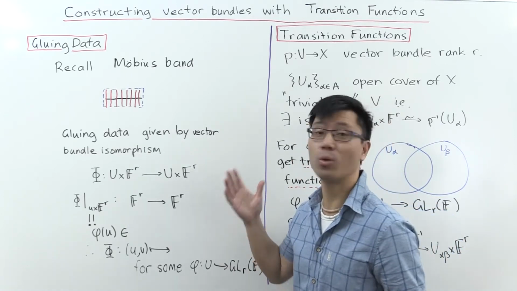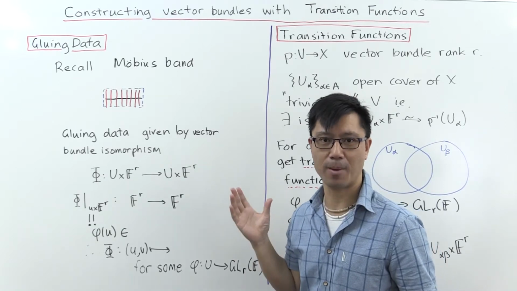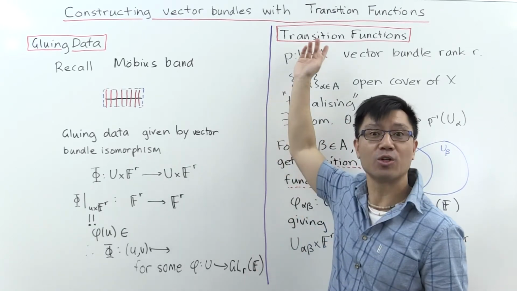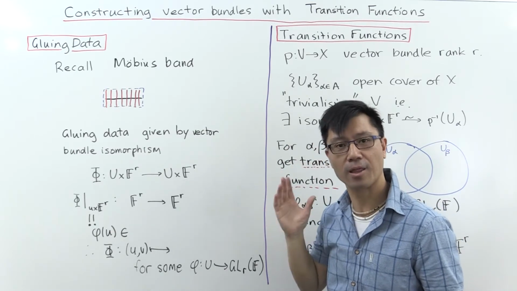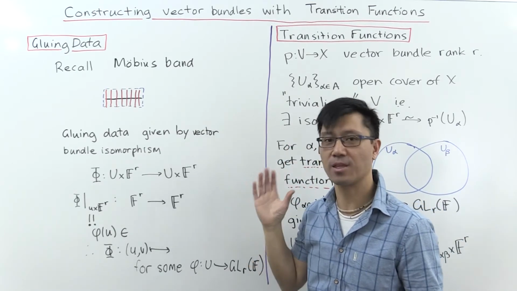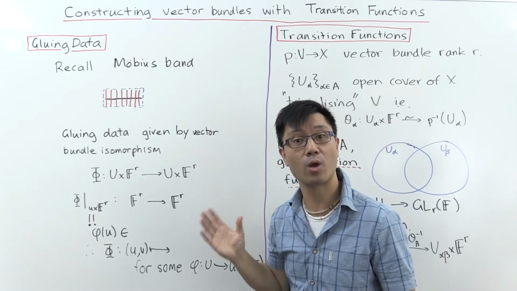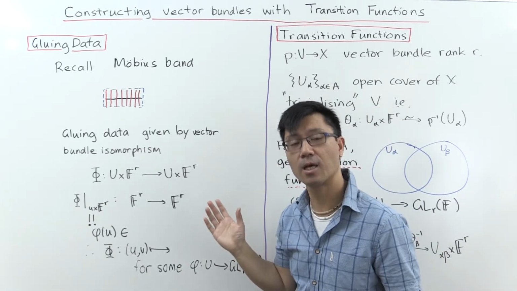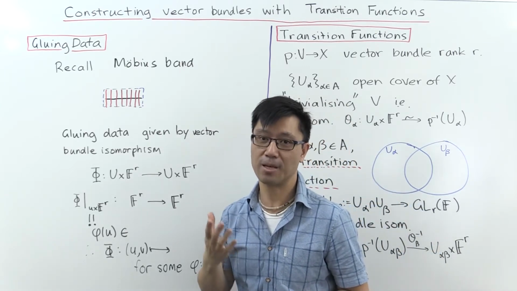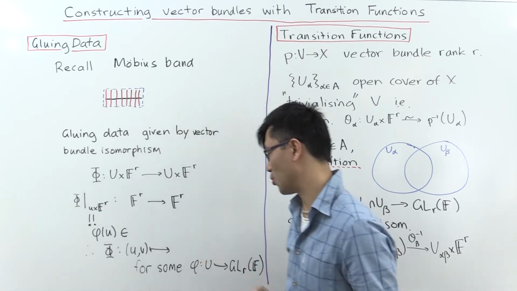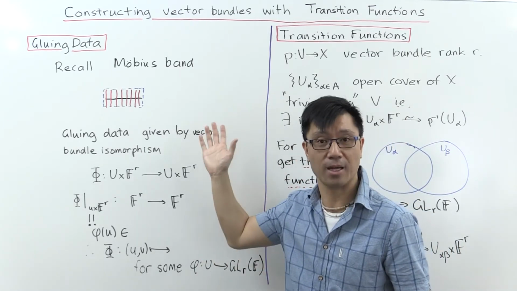In this video, I want to show you a way of constructing arbitrary vector bundles, and it uses something known as transition functions. These are very, very important tools to use in the theory of vector bundles, and this construction actually mimics the way we construct the Mobius band. These transition functions also allow us to compute with vector bundles in many ways, and that's why it's an important tool. Okay, so let's remind ourselves, how do we construct the Mobius band?